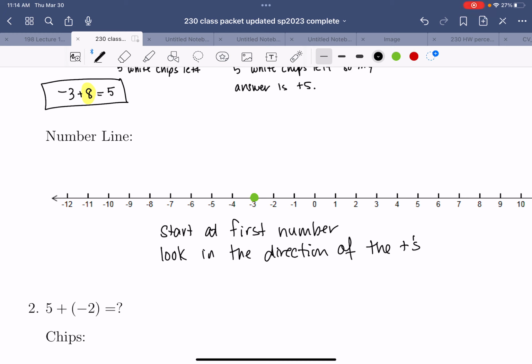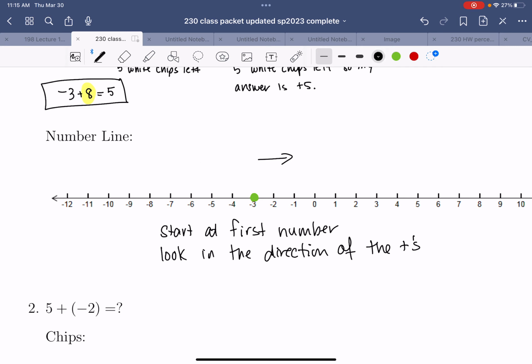So imagine that you're standing right on my number line. You can either look to the right where the positive numbers mostly are, or you can look to the left where most of the negative numbers are. The way you determine what direction you're going to look is by looking at the second number. My second integer is positive, so I'm going to look where most of the positive numbers are. That means I'm going to look in the direction of that arrow.